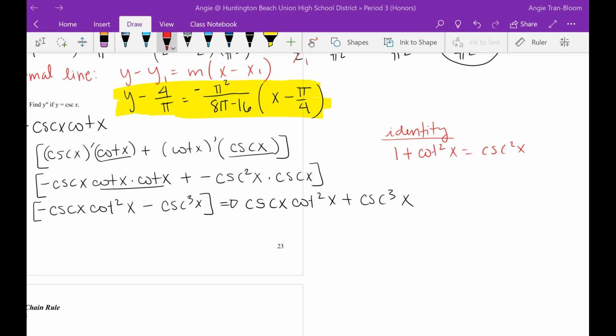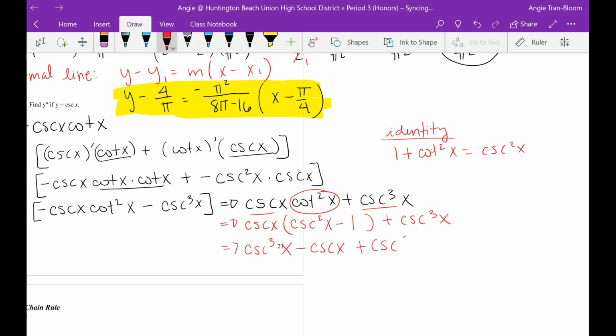So here I am at this location. I have cotangent here and I have cosecant here and cosecant here. I want to see if I can get this in cosecant as well. So drop this down. There isn't much I can do with that, but cotangent squared, from the identity, is cosecant squared of x minus 1 because you're moving the 1 over, and then drop down cosecant cubed of x. Then from here, I can FOIL this out: cosecant cubed of x minus cosecant of x plus cosecant cubed of x.